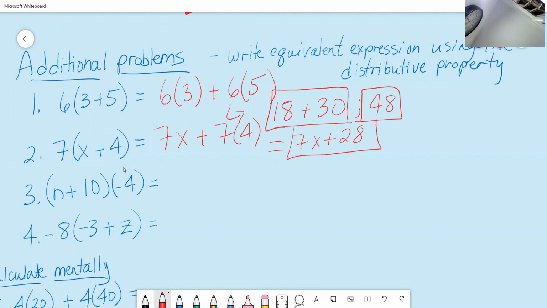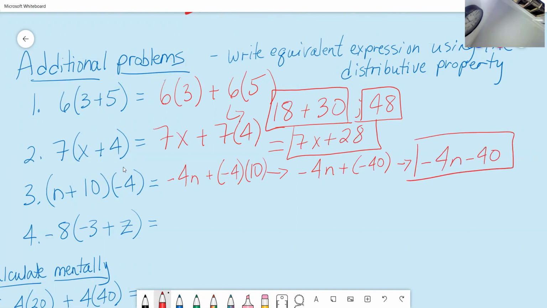Okay, number 3, we have n plus 10 times negative 4. Again, it doesn't matter which side your factor is on, but you just factor it right in. So we have negative 4n plus negative 4 times 10, which simplifies into negative 4n plus a negative 40. Don't leave it like that, though, right? Adding a negative number just means that you are subtracting. So negative 4n minus 40 is where it's at.